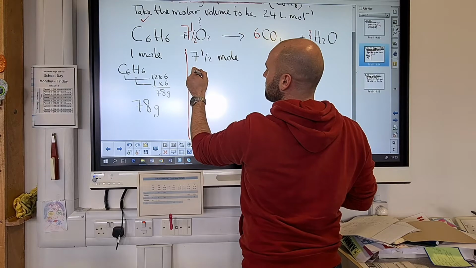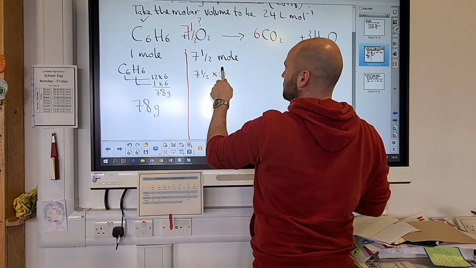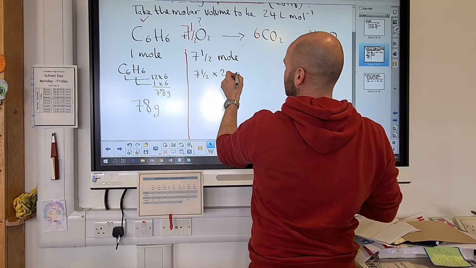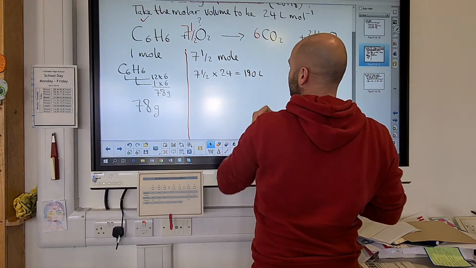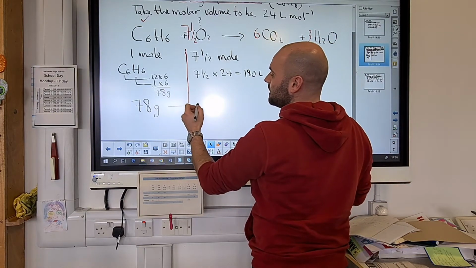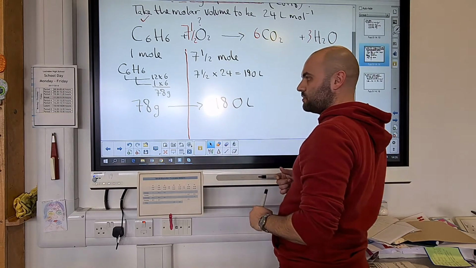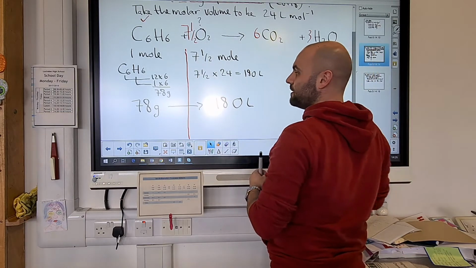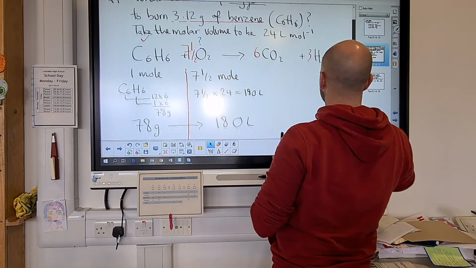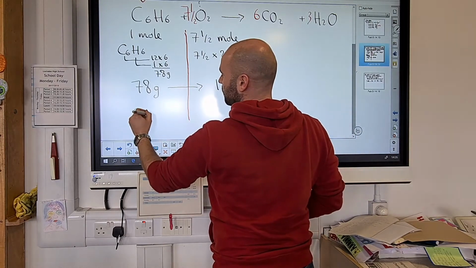So 7.5 times 24 litres gives us 180 litres. So this means that if I had 78 grams of benzene, I would require 180 litres of oxygen. I then go back to the question. The question didn't ask me about 78 grams. It was asking what would happen if we burnt 3.12. So what I need to do is take this number down to 3.12.